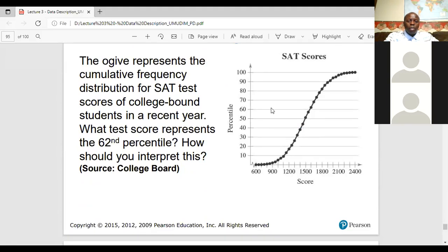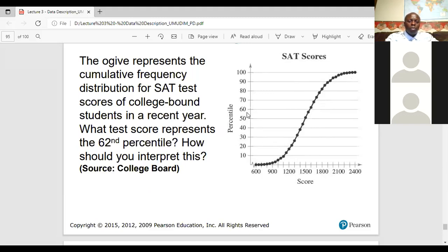Now, interpreting quartile, look at this graph. This type of graph we call a cumulative frequency graph, or an ogive. It says the graph represents the cumulative frequency distribution of SAT test scores of college-bound students in a recent year. What test score represents the 62nd percentile? And how should we interpret this?